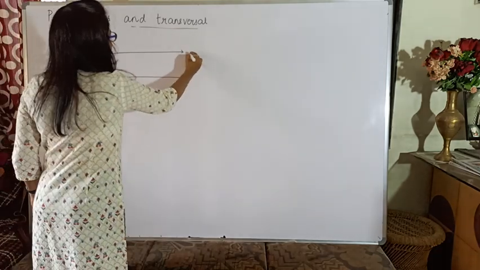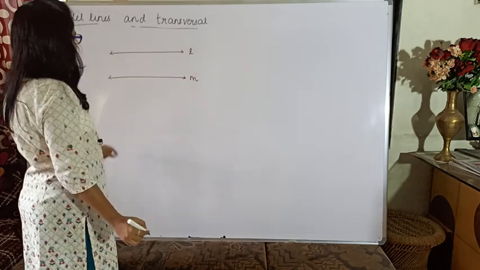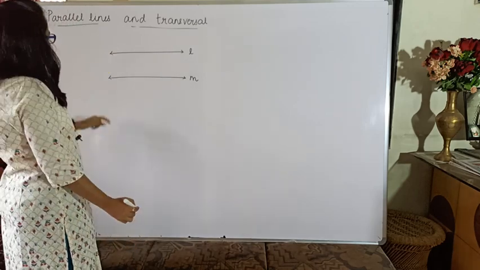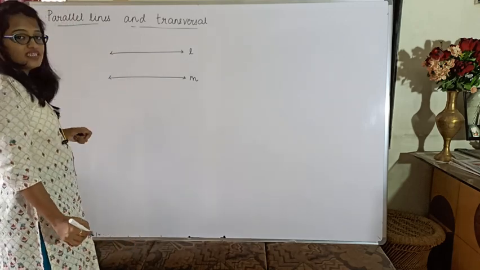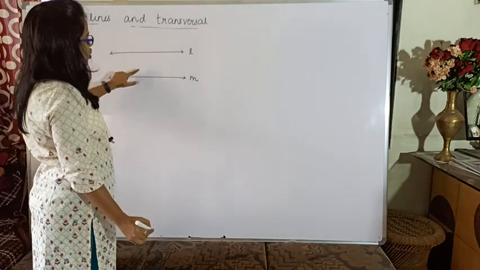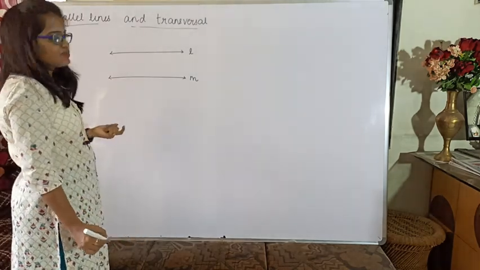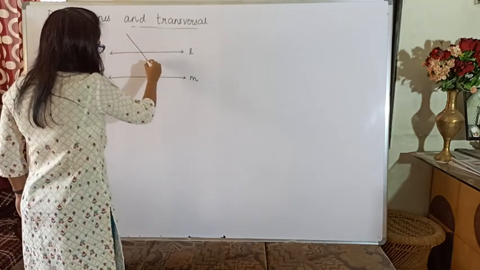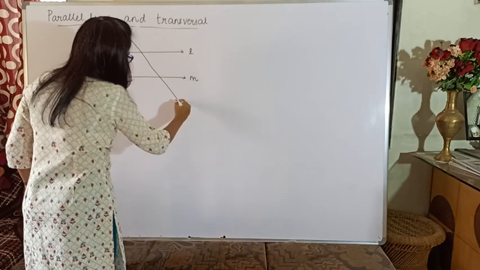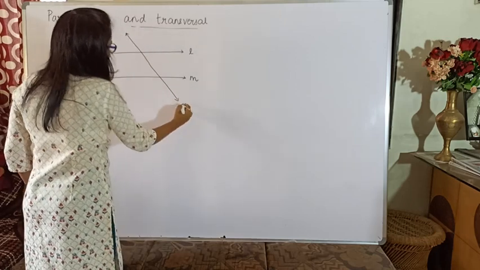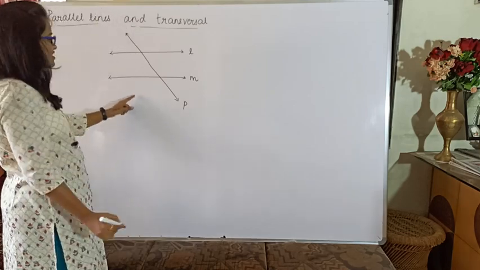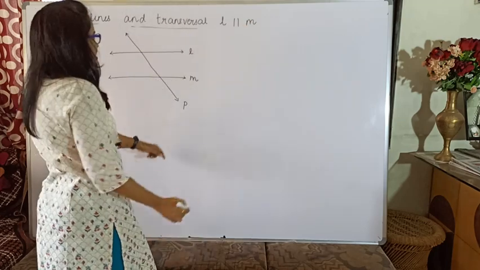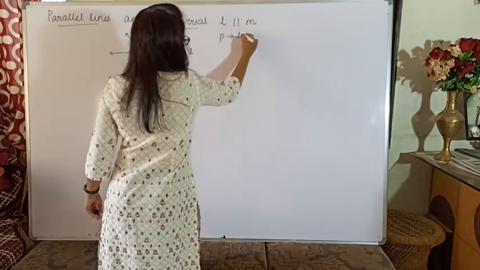So suppose line L and line M are two parallel lines, because the perpendicular distance, if you measure it anywhere, remains the same. Now what is a transversal? A transversal is a line which intersects two or more lines at distinct points. Distinct points mean at different points. So we have to draw a line which is intersecting line L and line M at different points. Let us name this as line P. So in this case, line L is parallel to line M, whereas line P is the transversal.